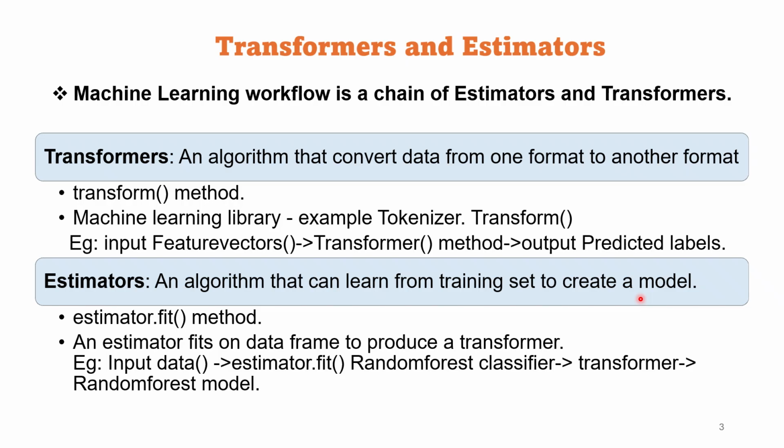An estimator fits on a data frame to produce a transformer. The data frame calls the method estimator.fit on the random forest classifier. And then the transformer method transforms the random forest classifier to a random forest model. Therefore, a machine learning workflow is a chain of estimators and transformers.